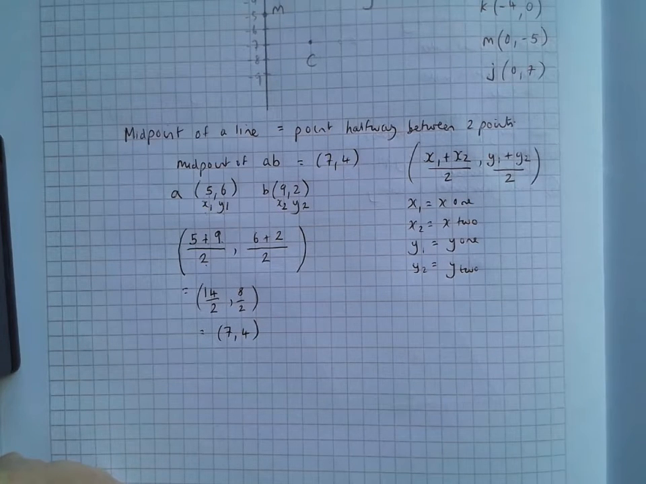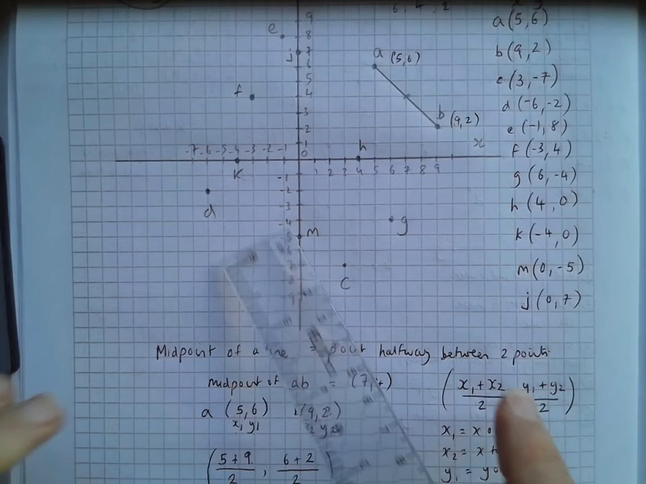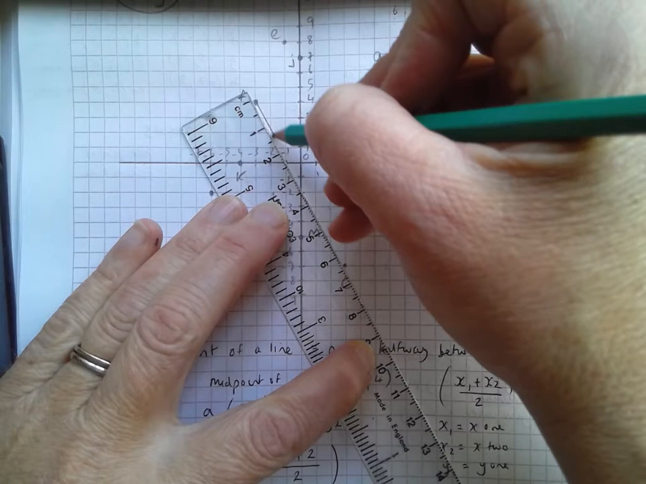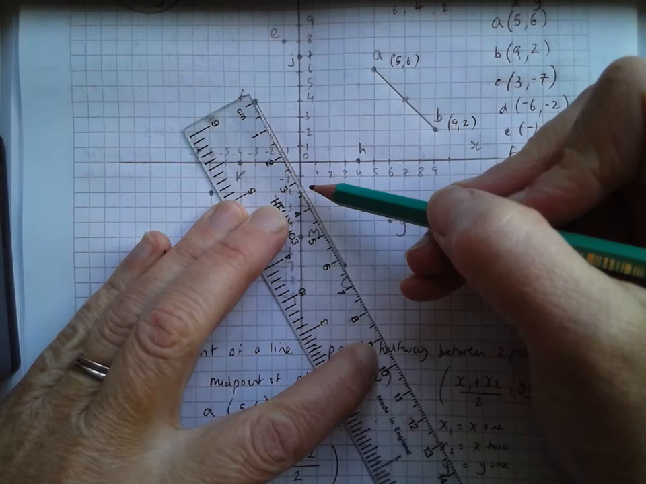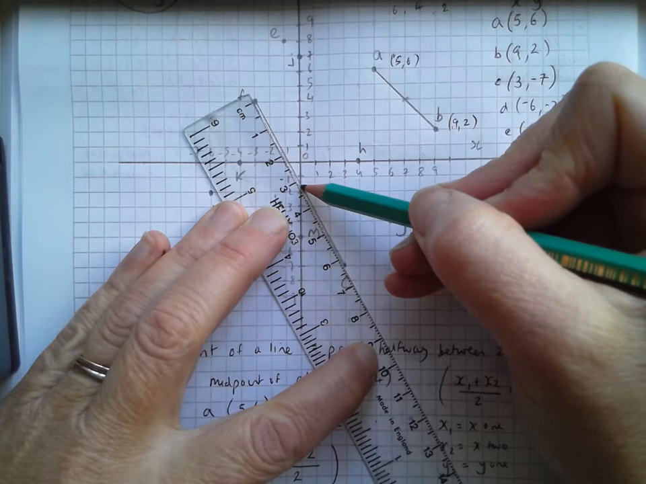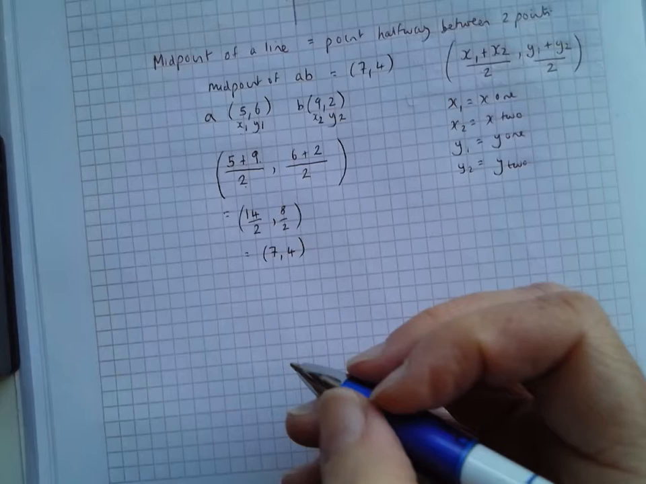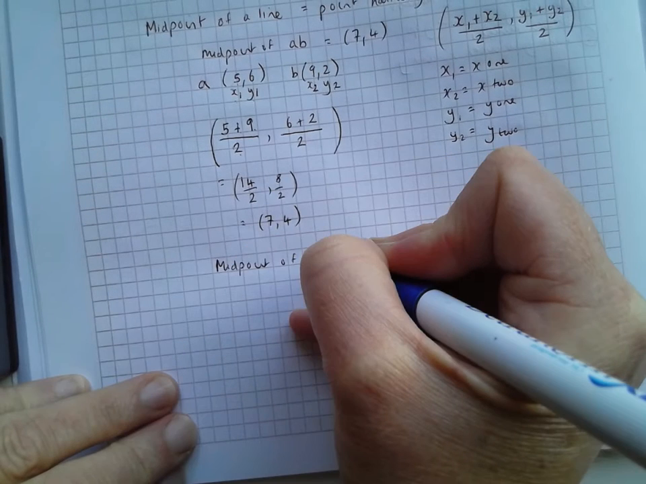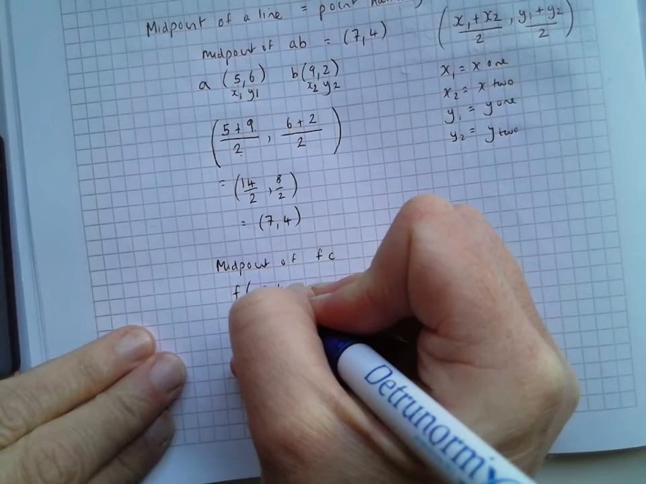Okay, so let's take two other points here and we'll work those out. So I'm just going to draw them in here. Let's take F and C. Now that's going to be harder to see. It looks like the midpoint's going to be somewhere around here, but we'll look and see. Okay, so F is the point, so we're trying to find the midpoint of FC, and F is the point minus 3, 4, and C is the point 3, minus 7.